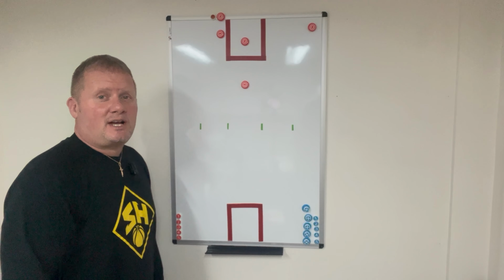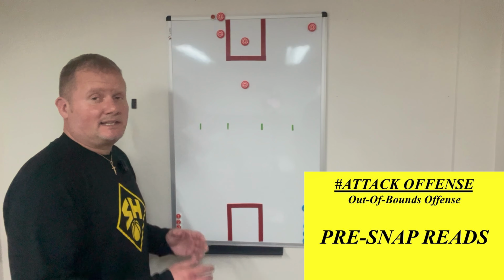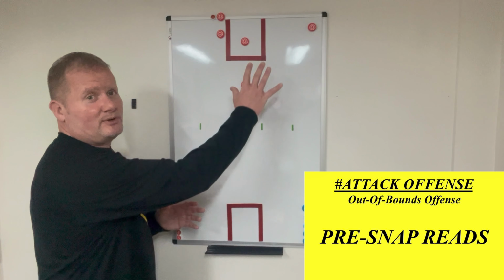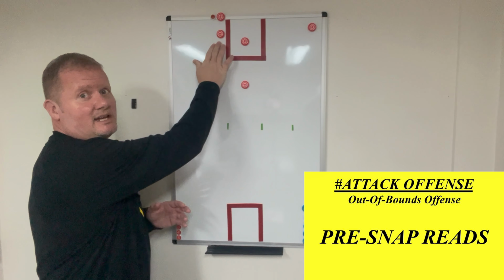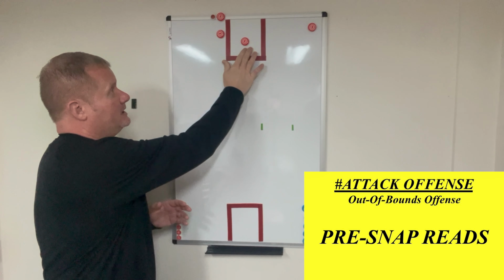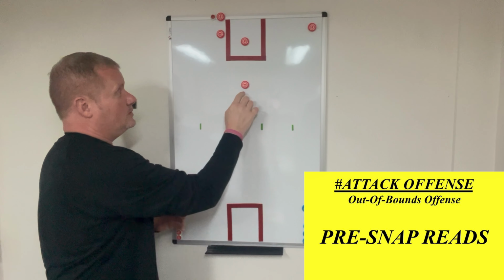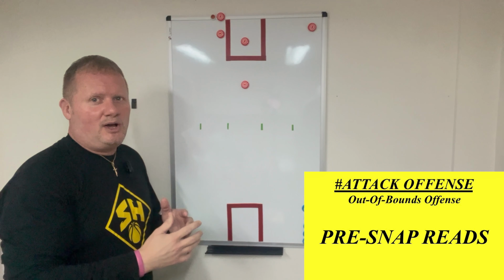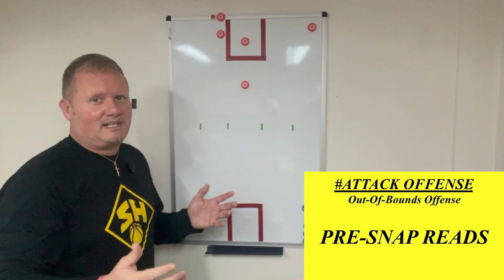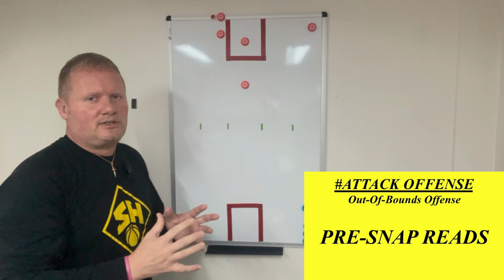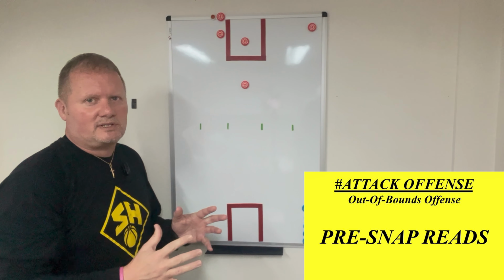So the first thing we're going to talk about is pre-snap reads and alignment. This is my preferred alignment. Ball's being taken out of bounds there. We have a post here, a player in the middle, a player in the opposite corner, and then at the top. But you can do all the same things we did out of any alignment that you want. What you're trying to do with your spacing is put pressure on the defense.